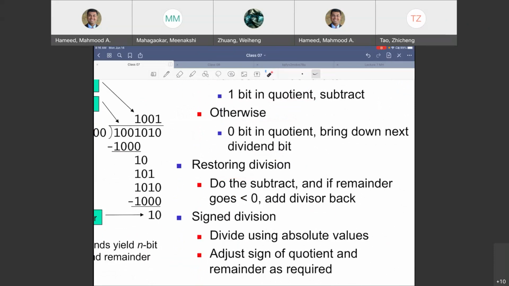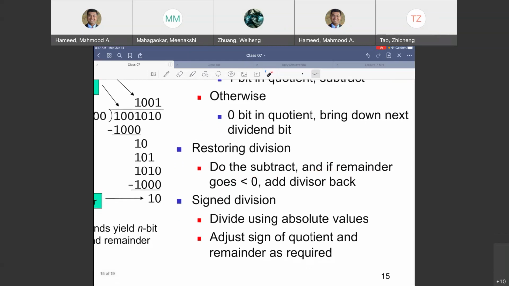I will keep subtracting. And whether the answer of that subtraction is positive or negative will tell me how they compared. So you do the subtraction regardless of how they compare, and if the remainder goes to less than 0, meaning the subtraction operation is negative, then add the divisor back. So you're retracing your steps if the remainder is less than 0. As far as signed division is concerned, it works really similar to how we had signed multiplication. Do the division for the absolute values, and take care of the sign of the results separately.